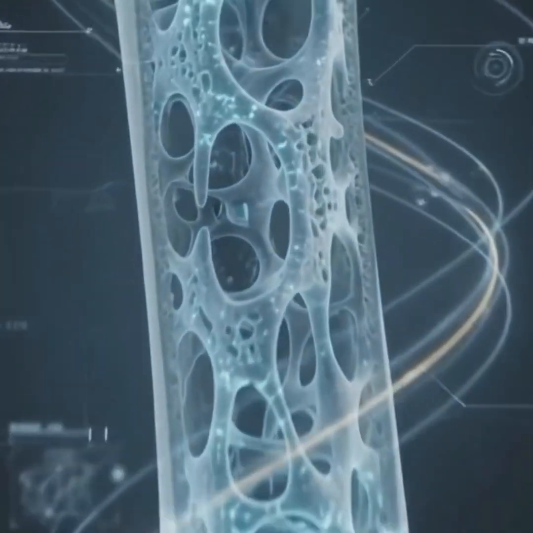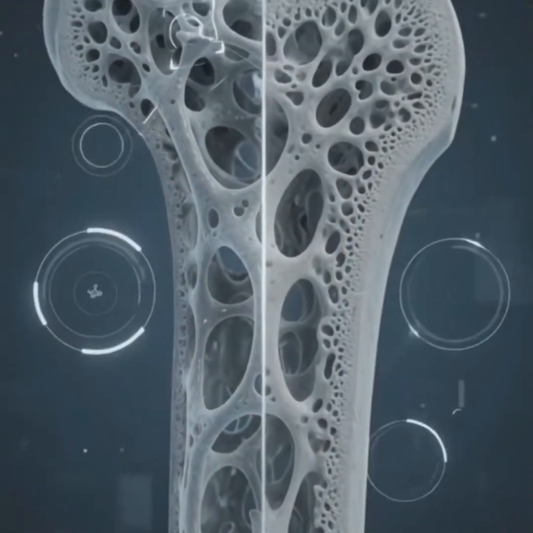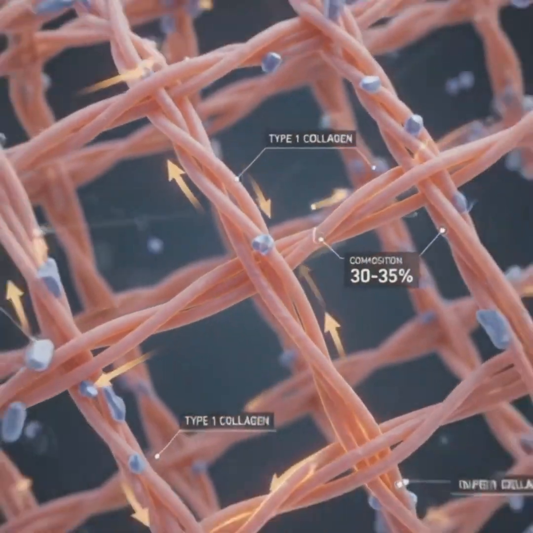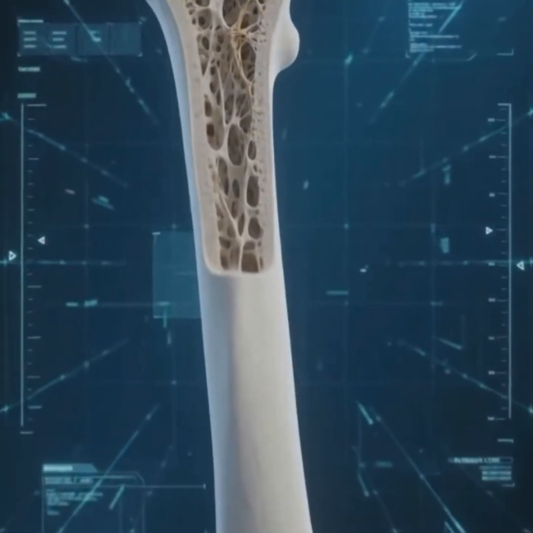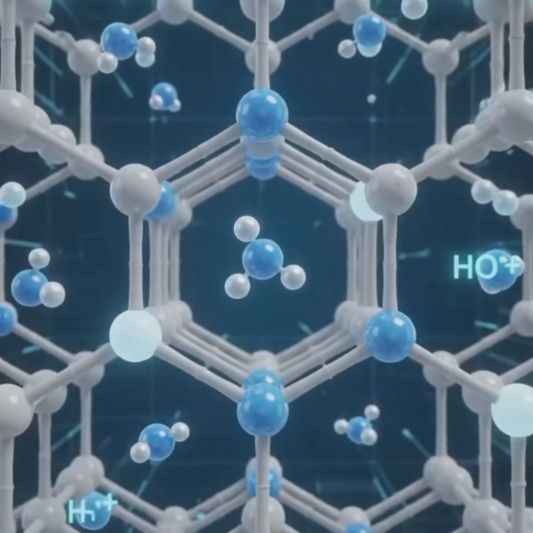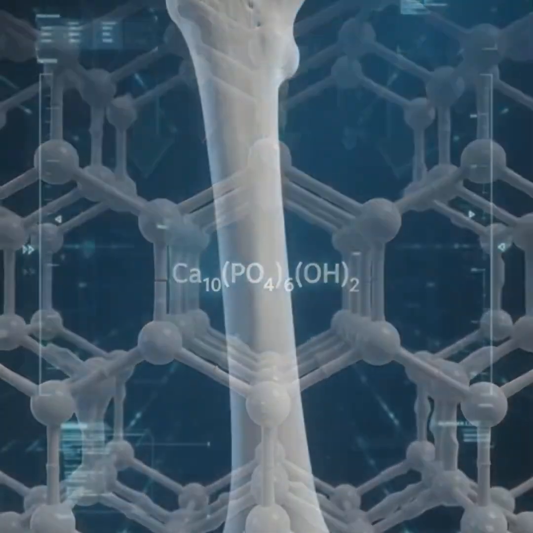Bone tissue is a structurally dynamic and metabolically active connective tissue. It adapts to systemic demands and localized mechanical strains. Bone possesses a unique biphasic composition. Its inorganic phase is primarily calcium hydroxyapatite. These crystals provide high compressive strength.